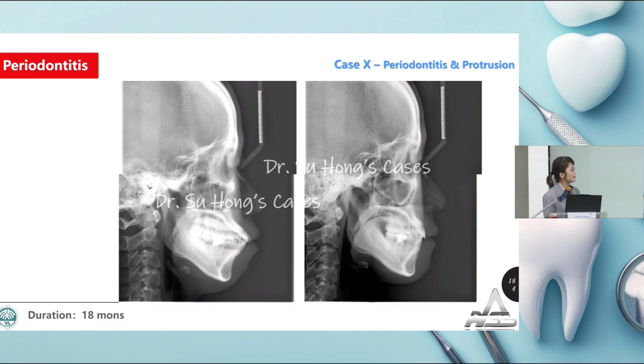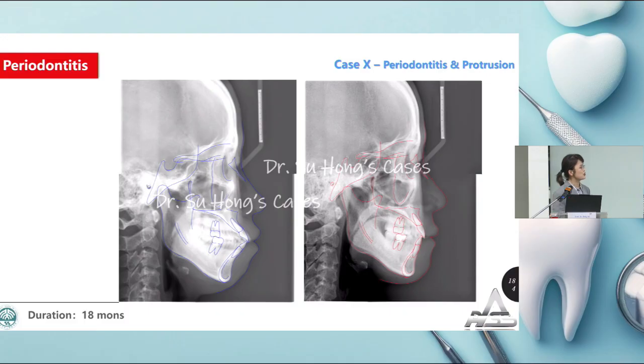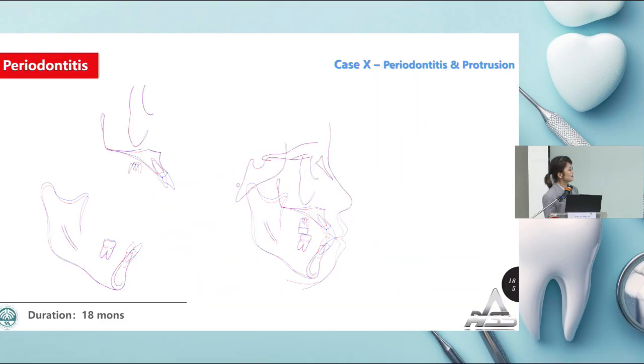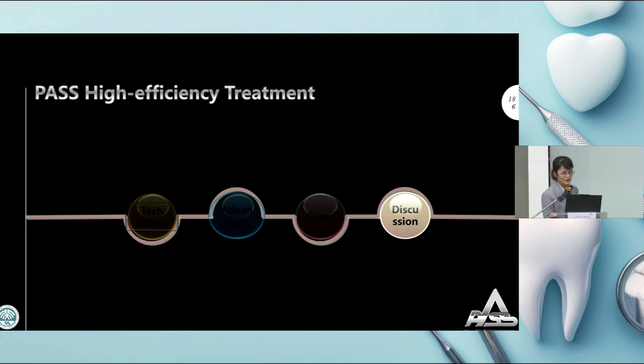In the comparison of the cephalometric films, she changed a lot. We can see the upright first molar very clearly. Maximum anchorage control. Here comes the discussion with PASS: what we can do with PASS, and how it achieves high efficiency treatment.